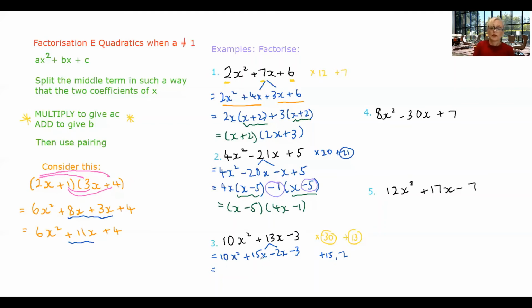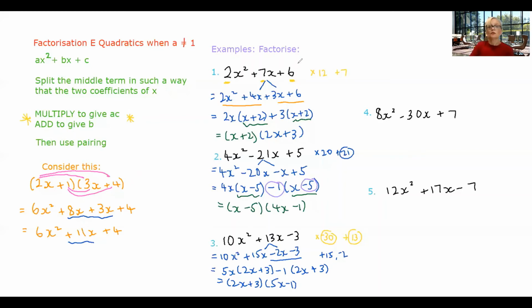All right, 10x squared and 15x, what can we take out? We can take out a 5x. We're left with 2x plus 3. Now, the other pairing is a minus 2x minus 3. This is going to be another situation like we had here. We're going to want to take out a minus 1, and then we change the signs. Now we've got our common factor of 2x plus 3 that's going to come out, and our other bracket will be 5x minus 1.